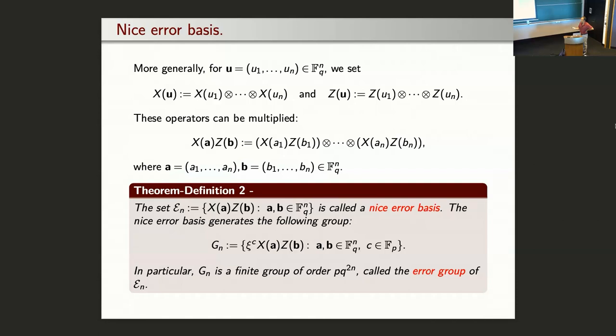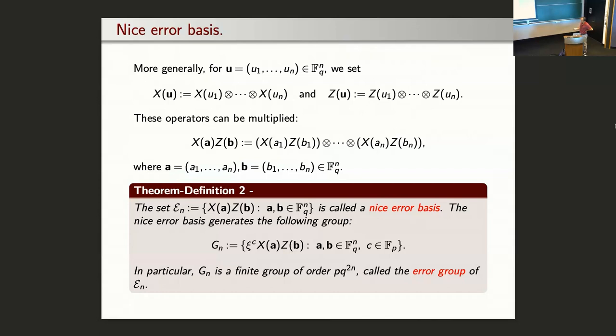We can change our indexing sets to a and b, and we can define these n-fold tensor products of error operators. So we get this set of products of these error operators. This is typically called a nice error basis. And these nice error bases generate, as I said, a finite group, typically denoted by G_n. So if you forget this scaling, it's not a group. If you add this scaling, it becomes a group. We will call G_n an error group, and it's a p-group, meaning that every element has order a power of p.